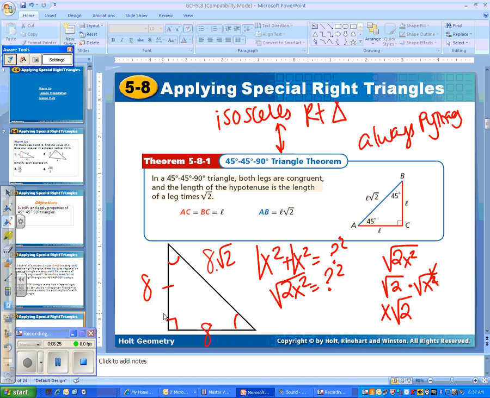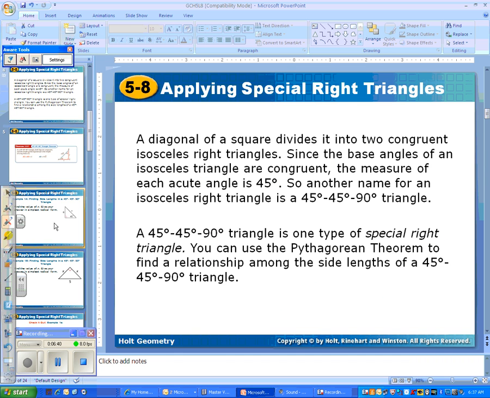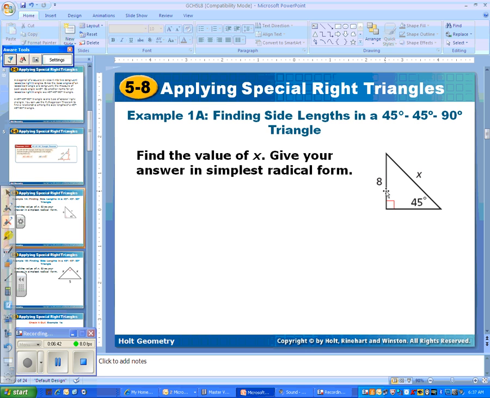In a 45, 45, 90, there's always going to be a radical somewhere, most of the time. I'll tell you why there might be some exceptions, but there should be a radical somewhere. Most of the time, it's going to be on the hypotenuse. So let me give you some examples. We already did this one, so let's cross out the 8 and let's say it's a 10. So this side is 10 and we know this side is 10. We want to figure out what x is.